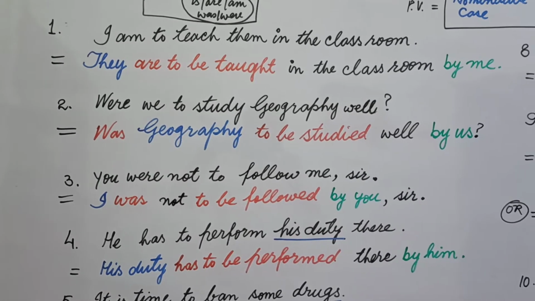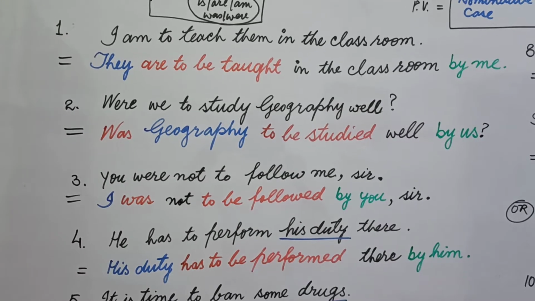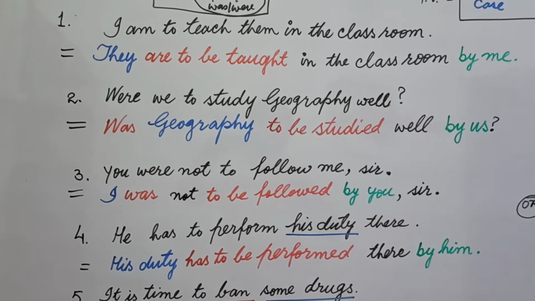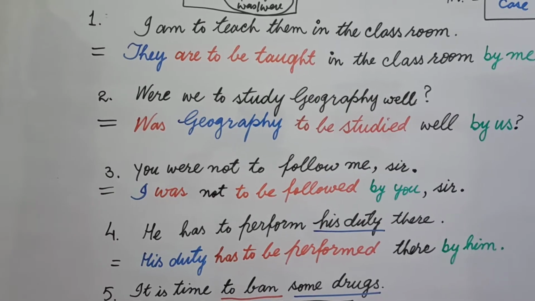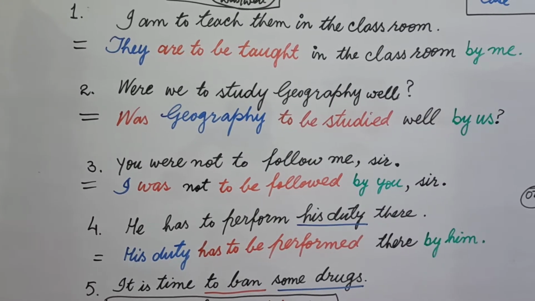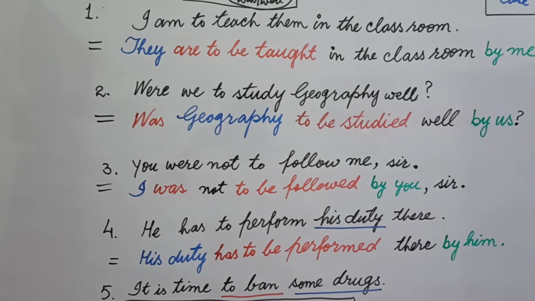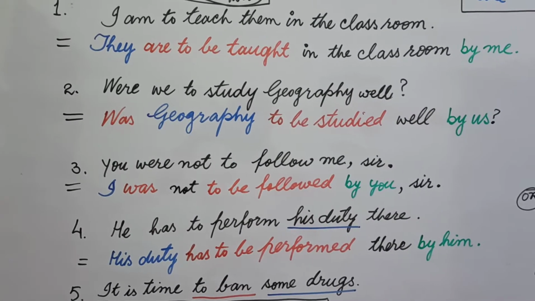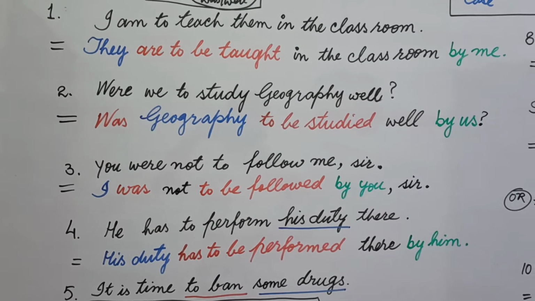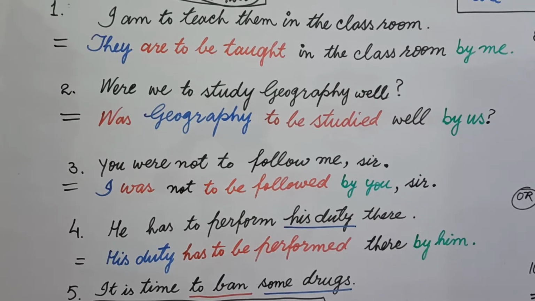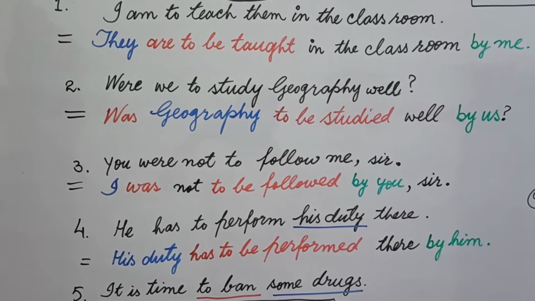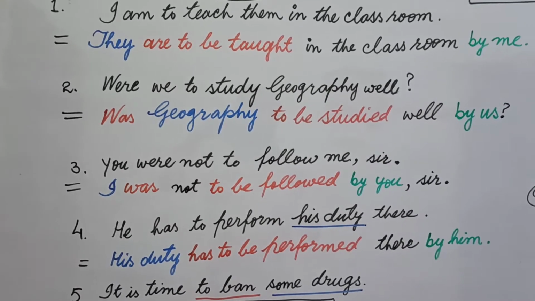Now let's begin with example number 3. You were not to follow me, sir. I have added 'sir' here to give a new look and a new structure to the sentence. Students, you may be confused if you see 'sir' or 'madam' here. I just use it so that you get used to all such structures. Students, you were not to follow me, sir. 'Sir' will remain in its own place, and this noun 'sir' is used in vocative case. Whenever we address somebody, that is called vocative case.